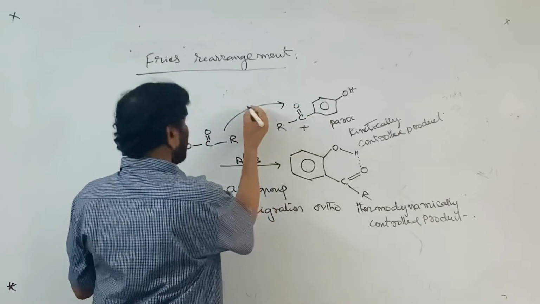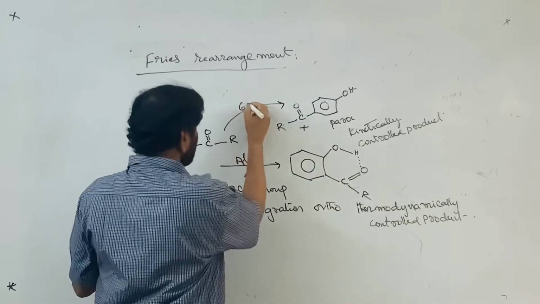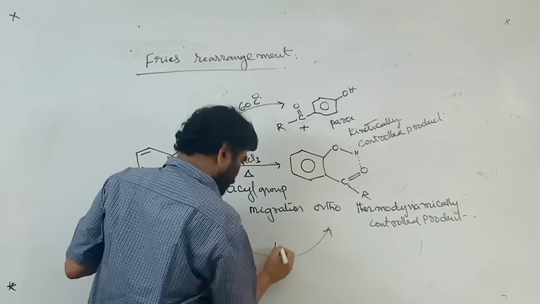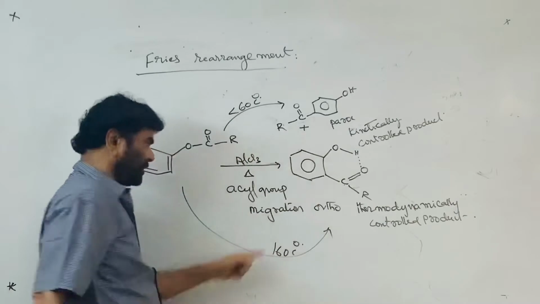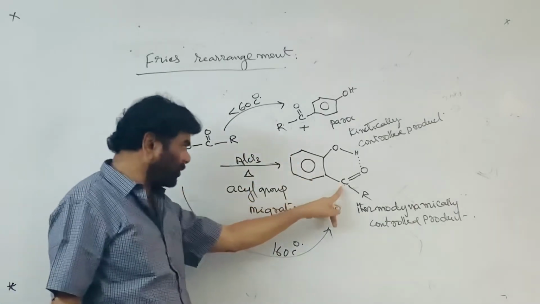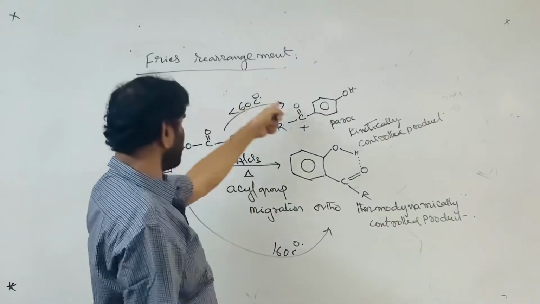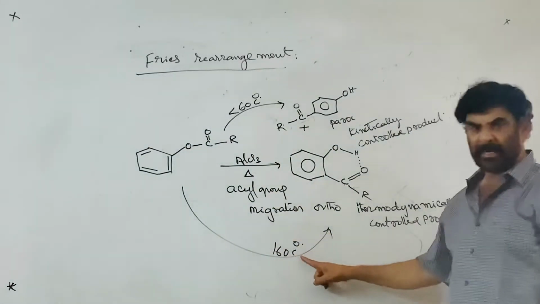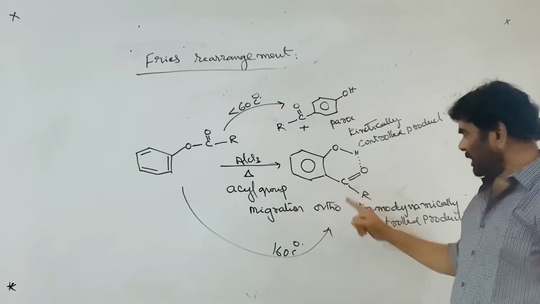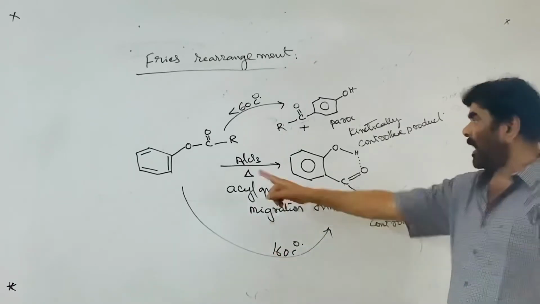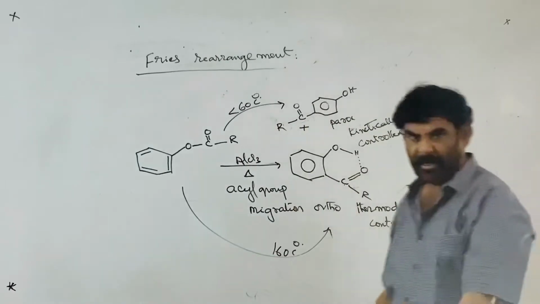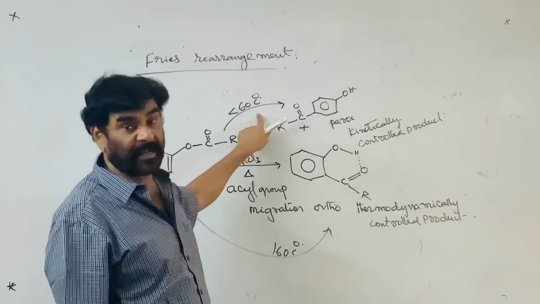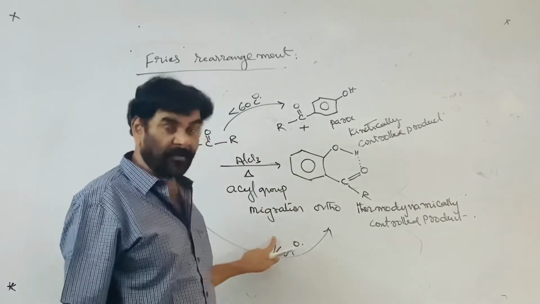So thermodynamically, this ortho product is the major product if the reaction is carried out at higher temperature, around 160 degrees Celsius. Above 100 degrees, the ortho product is the major product, and below 60 degrees, the para product is. Higher temperature conditions are favorable for the thermodynamically stable product, and low temperature conditions are favorable for the kinetically controlled product. For this, less activation energy is required; for that, more activation energy.